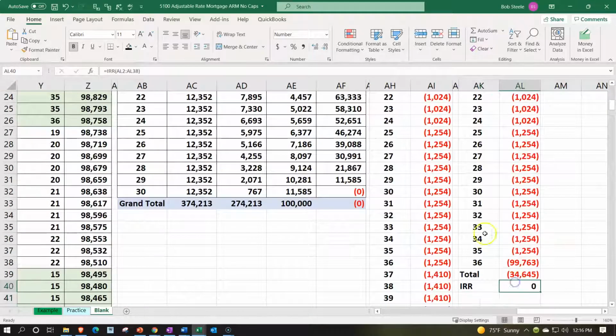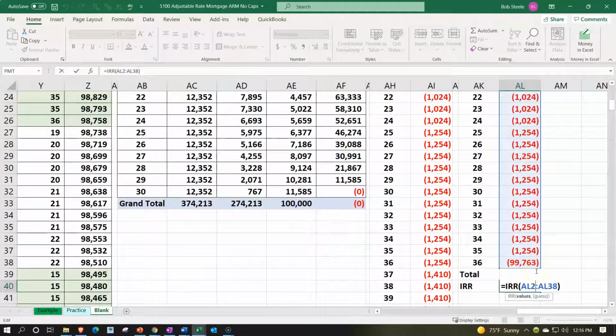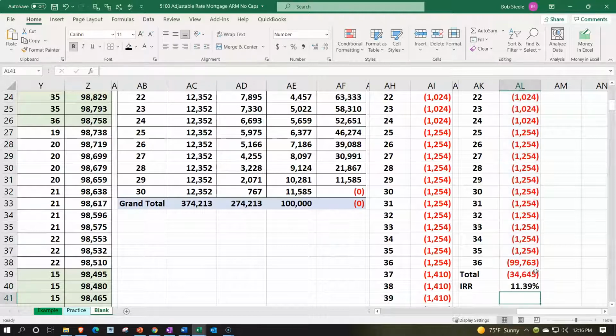Let's make that a percent. This is the monthly amount: number group, percent, adding some decimals. Let's go ahead and double click on it and multiply it times 12 to give us the yearly. So now we're at the 11.39 if we were to hold on to this for 3 years, right?